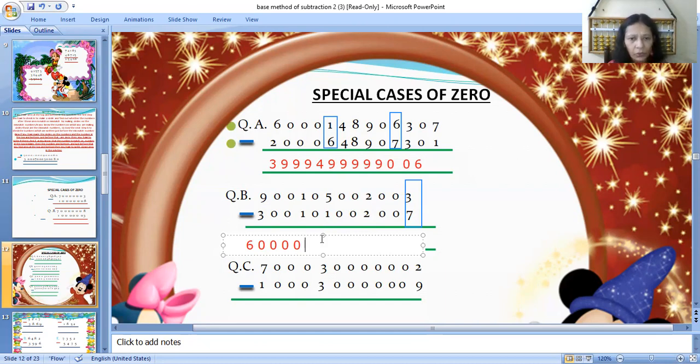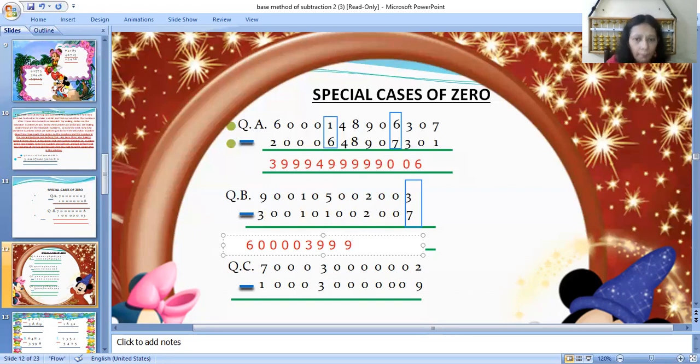What will you do in your mind? Now you will think, what comes before 4? 3 comes before 4. Okay, and move to the next now. 0 minus 0, you will write here 9. Again move to the next. 0 minus 0, you will write here 9. Again move to the next. 2 minus 2, you will write here 9.